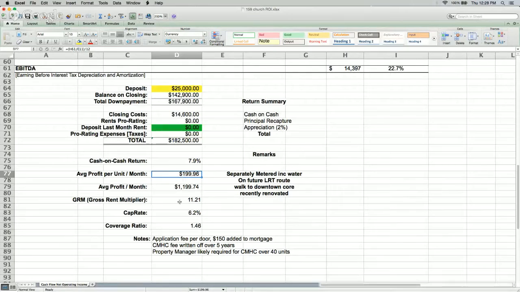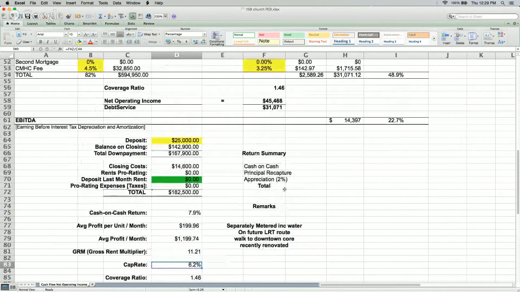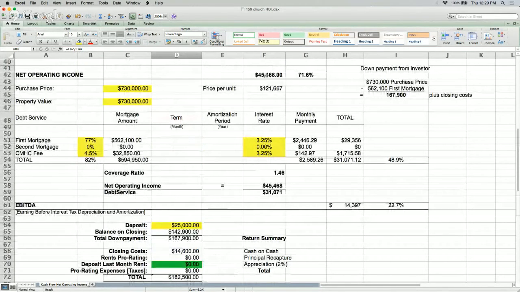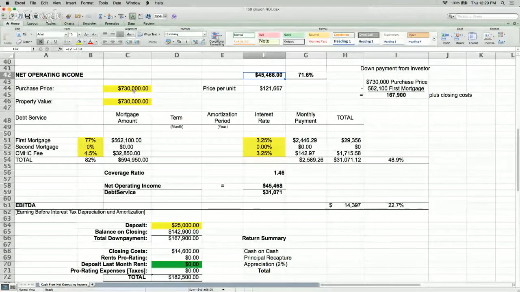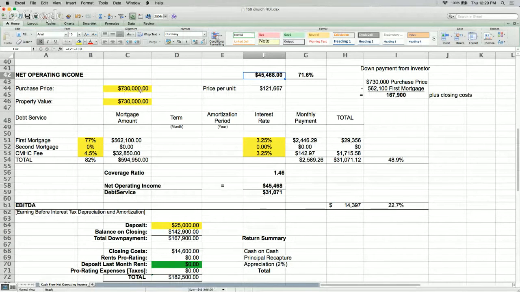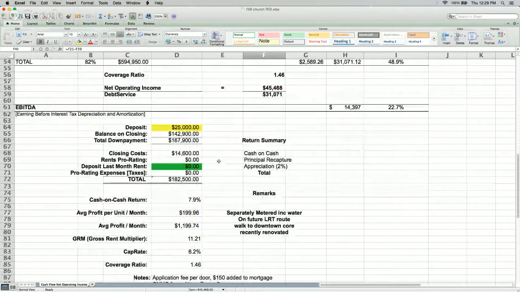Okay. So your capitalization rate, or cap rate for short, you will hear this term thrown around a lot. Really, the way to calculate this ratio is by taking your net operating income and simply dividing it by your purchase price. So if you were to take a calculator and punch in $45,468 and divide that by $730,000, you would end up with 0.0062. Multiply by 100 and you end up with 6.2%.